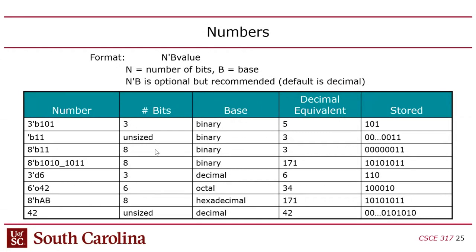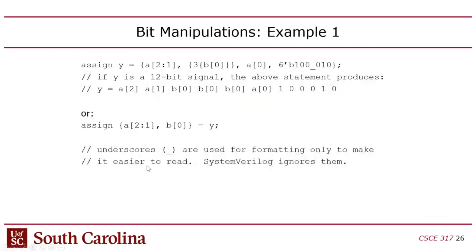Numbers, I think we talked about this. Basically, number of bits, apostrophe, the base, and then the value. So the base options are binary, hex, and octal. Oh, and decimal. So B, H, D, O. This is different from Java and C.